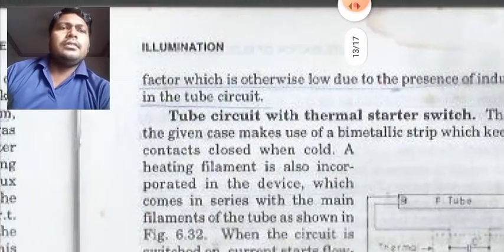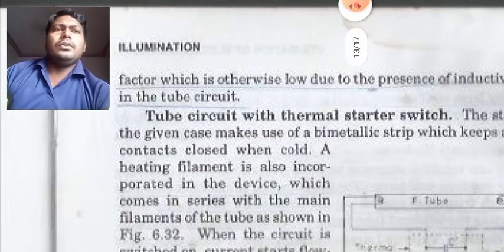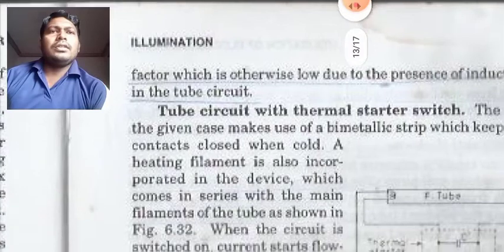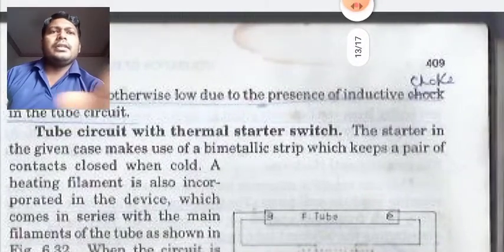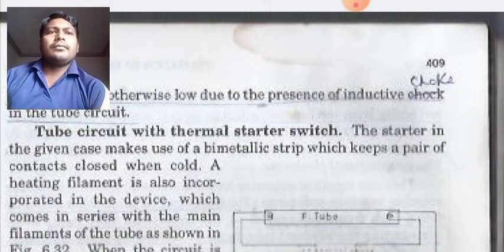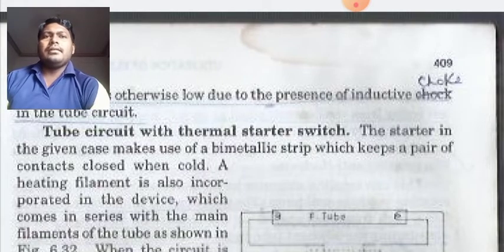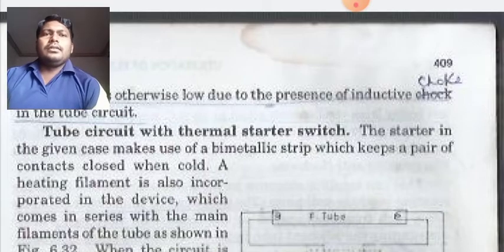which is otherwise low due to the presence of the inductive choke in the tube circuit. Tube circuit with thermal starter switch. The starter in the given case makes use of a bimetallic strip which keeps a pair of contacts closed when cold. A heating filament is also incorporated in the device, which comes in series with the main filament of the tube. It is as shown in the figure.